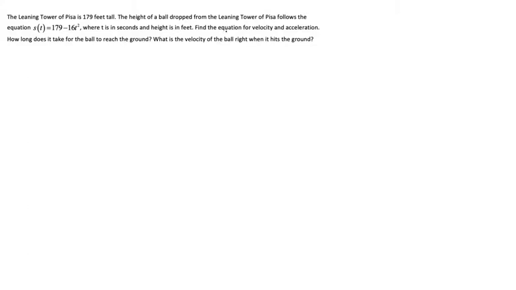So we want to find the equations for velocity and acceleration. How long does it take for the ball to reach the ground? And we want to find the velocity of the ball right when it hits the ground. Remember, this is a position equation, 179 minus 16t squared. The velocity is just the first derivative of this. The derivative of a number is just 0, so we get negative 32t. And then the acceleration equation is the derivative of velocity, which is negative 32.